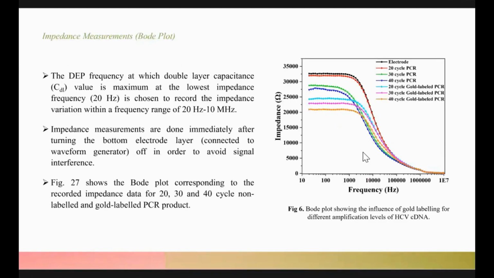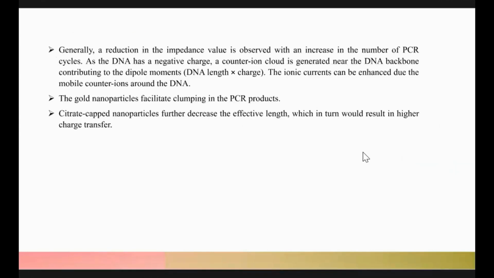So we come to the impedance measurements. We can easily see a reducing value of the impedance magnitude with an increasing number of PCR cycles. That is mainly because of the increasing number of charge carriers with increasing PCR cycles in the solution. That flow of charge reduces the impedance, the charge transfer resistance to be more specific. And further, with gold labeling, it reduces further, the lowest being the 40 cycle gold-labeled PCR, in which the maximum number of charge carriers are present. So this is the reason for which that reduction happens.